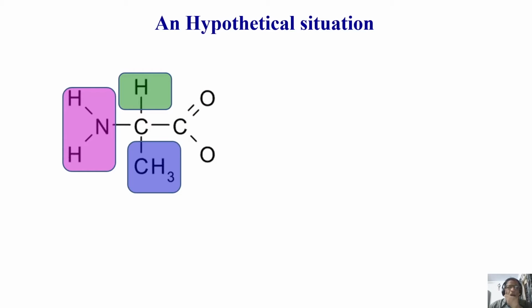Let us consider a hypothetical situation. A molecule which has NH2 protons, CH proton, and CH3 protons. Remember, I told you in the last class, again I'm repeating, in the NMR jargon, if you say proton, it refers to hydrogen. So if I say NH2 protons, that means I am talking about these two hydrogen atoms. So there are three different functional groups present in this molecule.